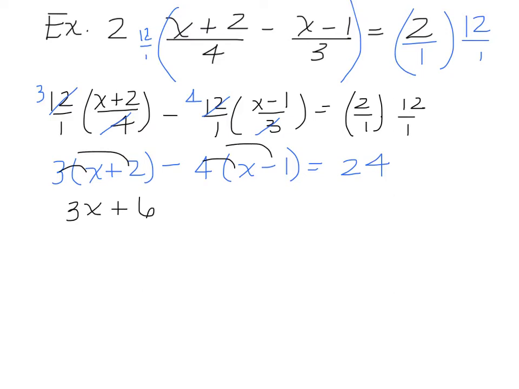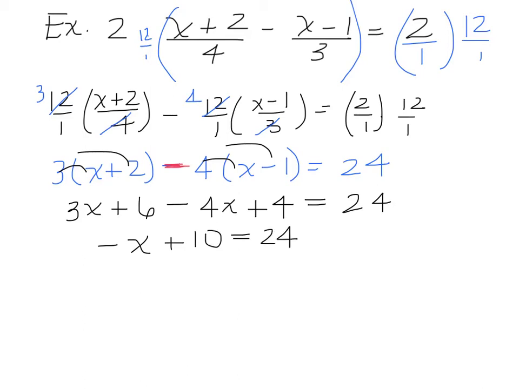And then you distribute, just work this like a regular algebra problem. 3x plus 6 minus 4x plus 4. Be careful for this negative, so you'll know to distribute it to both. Then you combine like terms and get x by itself. And here's our answer.